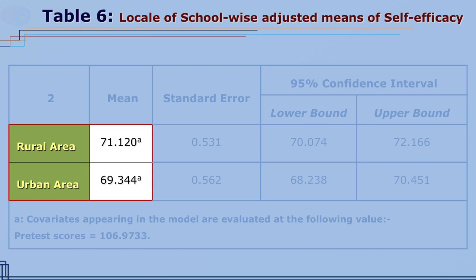Further, the adjusted mean score of self-efficacy of students studying in schools situated in rural area is 71.12, which is significantly higher than those students studying in schools situated in urban area whose adjusted mean score of self-efficacy is 69.34. It may therefore be said that students studying in schools situated in rural area were found to have higher self-efficacy as compared to their counterpart students studying in schools situated in urban area when resilience was taken as covariate.